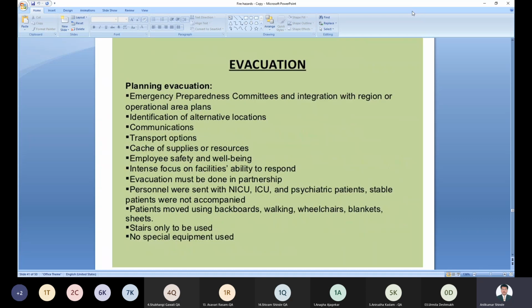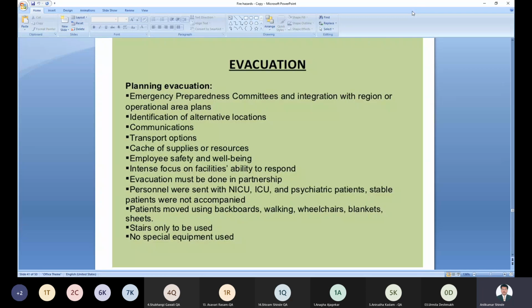During emergency cases, evacuation is very important to save the lives of the persons. The emergency preparedness committee and rescue committees evacuate the persons affected by the fire from that place to save their lives. Then identification of alternative locations, communication, transport options, caches of supplies or resources, and employee safety and well-being.